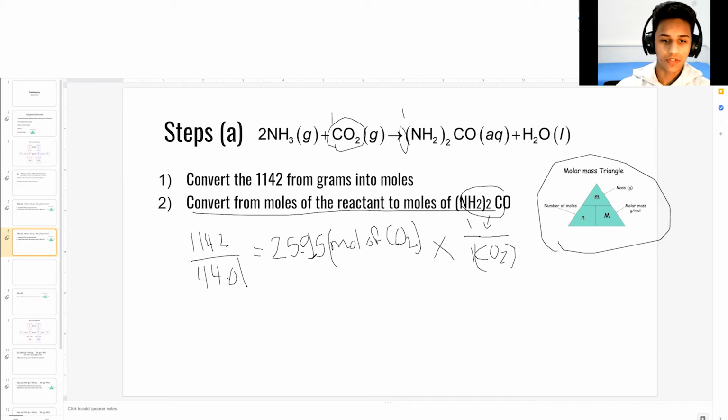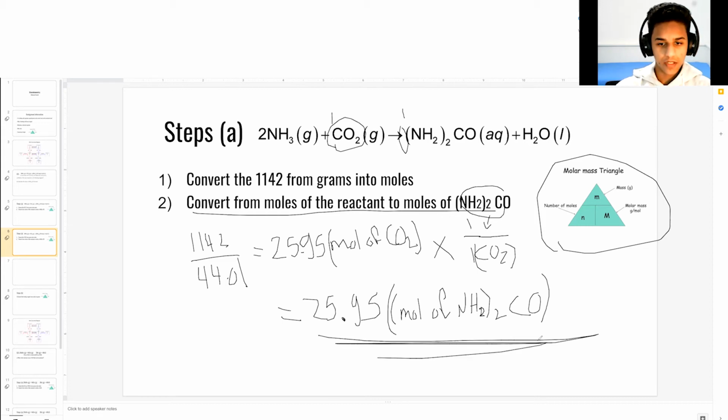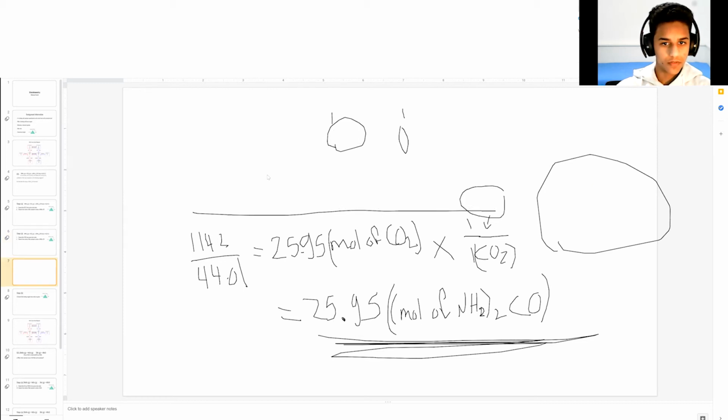Okay, so that's gonna be 25.95 times 1 over 1, which is 25.95, and that's gonna be in moles of urea. I cannot write with the mouse so hard. Okay, so this is the second number that we have. So now we have two numbers.